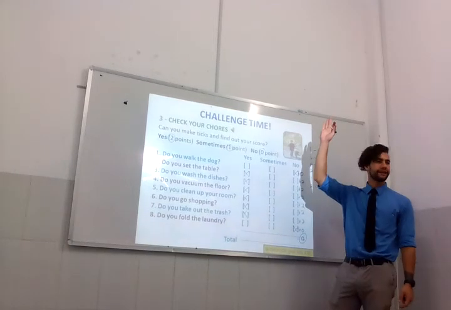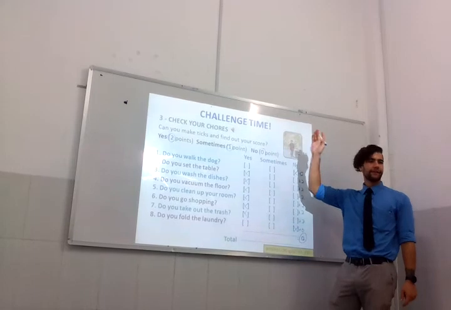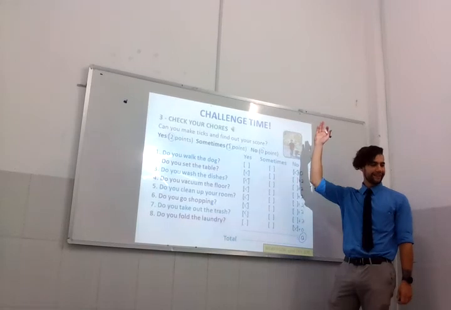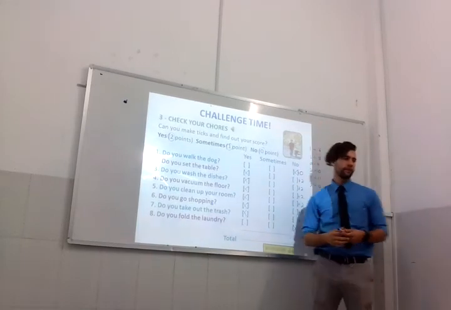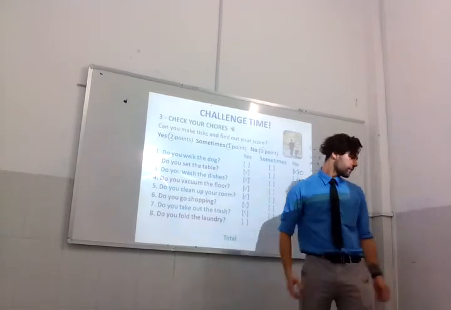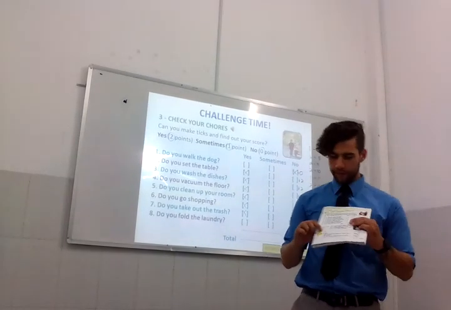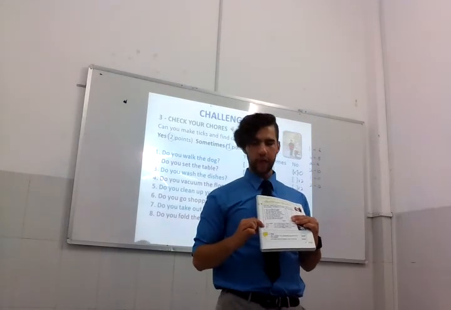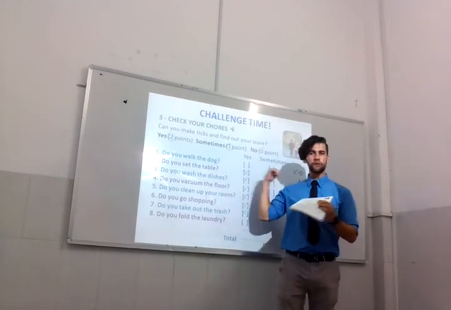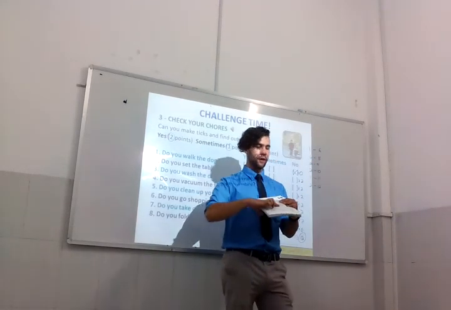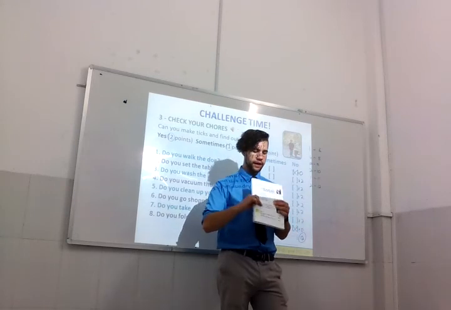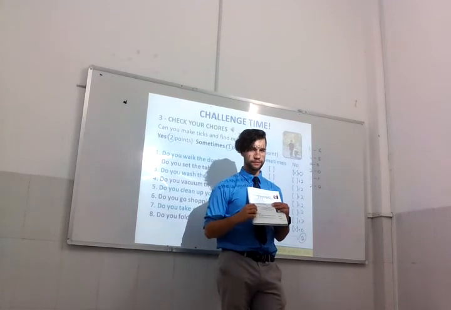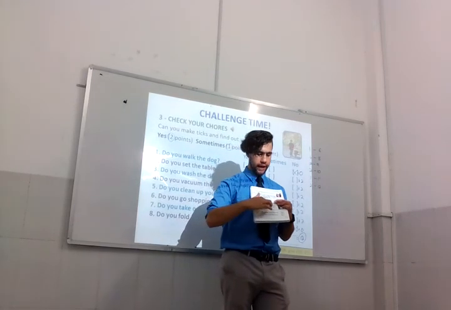Who has 13? 14? So, if you have 0 to 4, you will say, I'm a poor helper at home. Okay, let's just read it. Say, I'm a poor helper at home. I'm a poor helper at home.